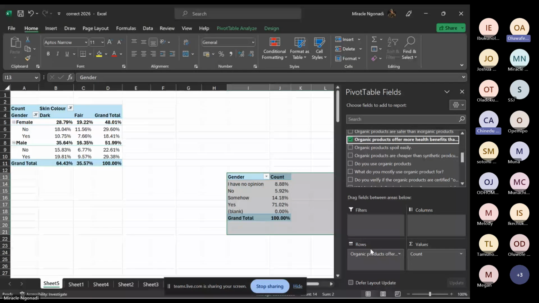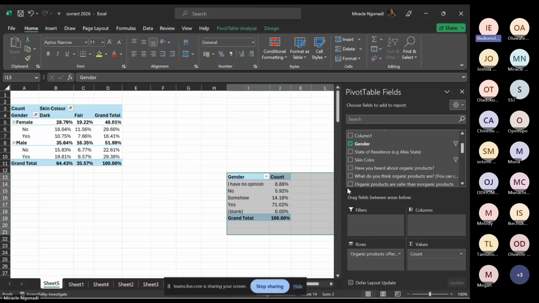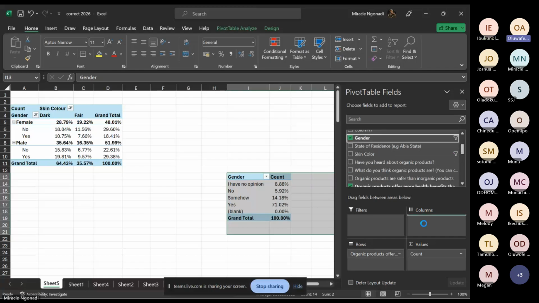Let's see how this 71% is spread out according to gender first. Gender. So where would we put gender if we want to? You can put it in column. You can put it in column this time around. You can drag them anywhere as long as you can interpret it.